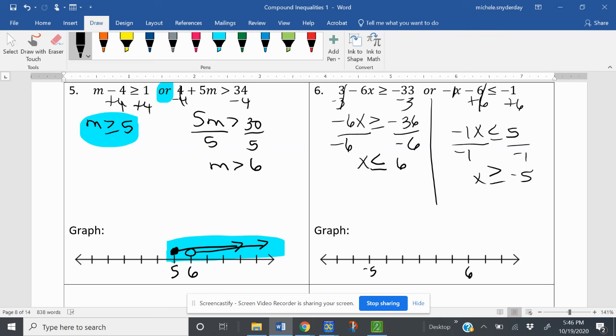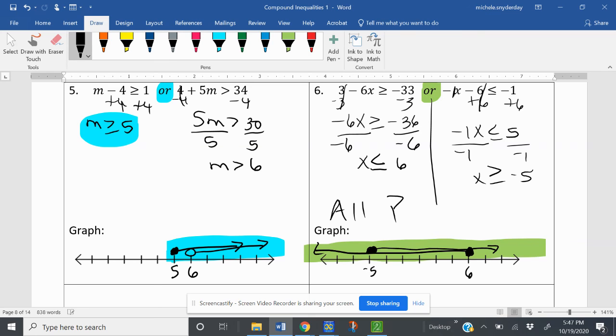We've got x is greater than or equal to negative 5, so a solid dot on negative 5 going towards the positive numbers. And we have x is less than or equal to positive 6, so another solid dot, and it's going towards the negative numbers. So this is an OR special case, and ORs take up the most space. So it's the entire number line, or all real numbers.